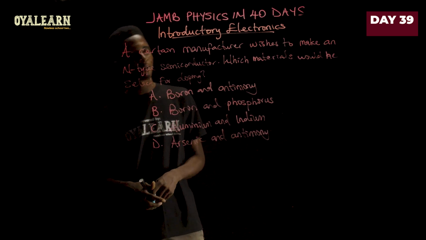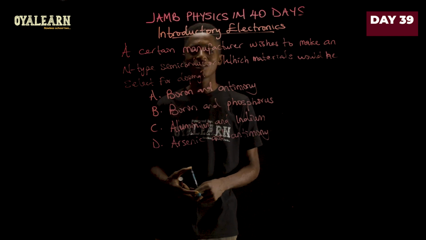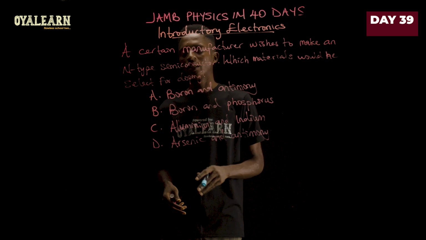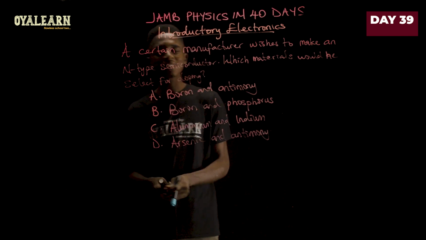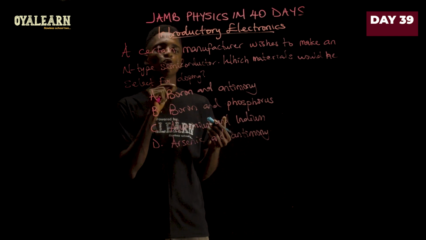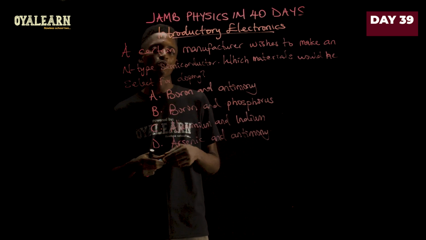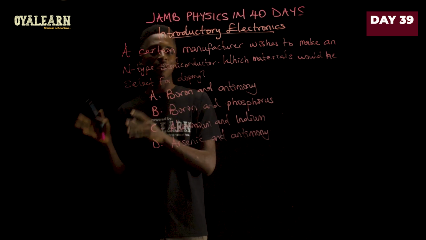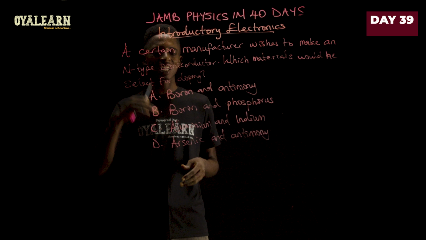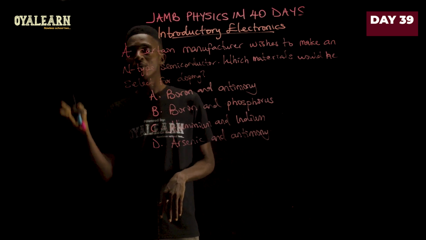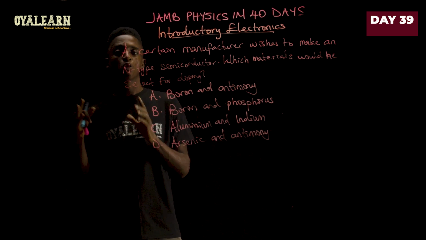A certain manufacturer wishes to make an N-type semiconductor. Which material would he select for doping? Now, it needs pentavalent atoms to dope the semiconductor to make it N-type. Remember that for P-type, you need trivalent, that is group 3 atoms such as boron, indium, aluminum. Those are group 3 atoms that can produce P-type.